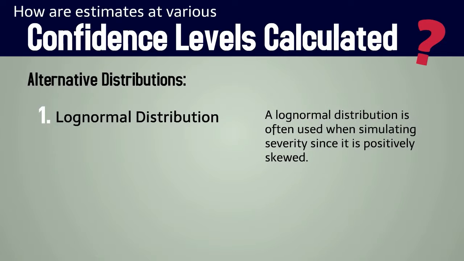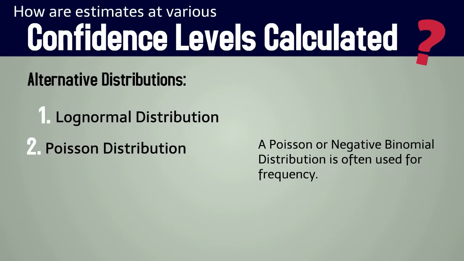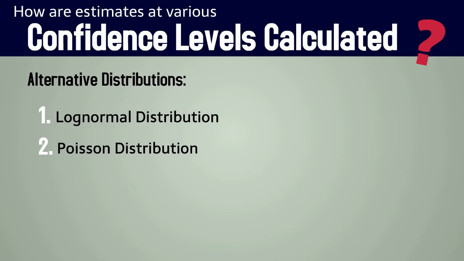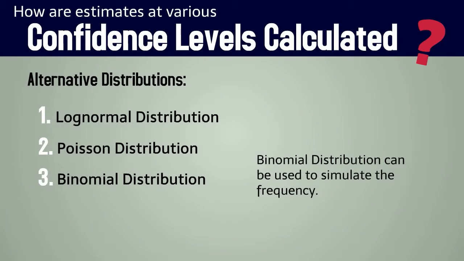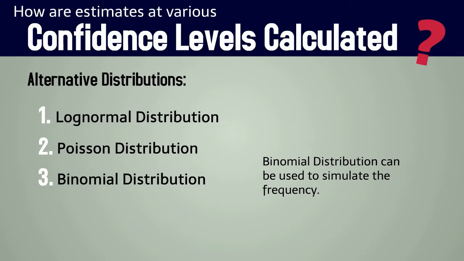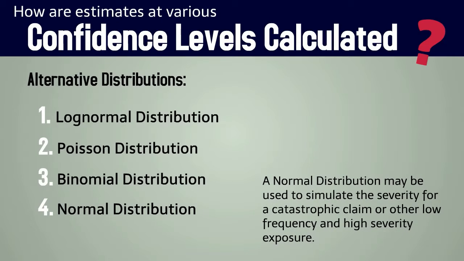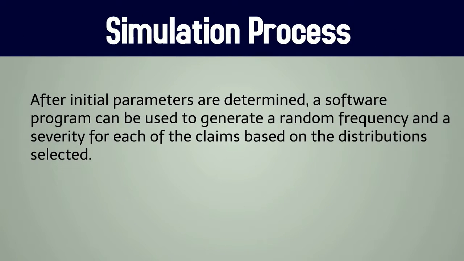The log normal distribution is often used when simulating severity since it is positively skewed. Poisson or negative binomial distribution is often used for frequency. Additional distributions may be used in other cases, such as a binomial distribution to simulate the frequency. A normal distribution may be used to simulate the severity for a catastrophic claim or other low frequency and high severity exposures. So let's look at the simulation process.